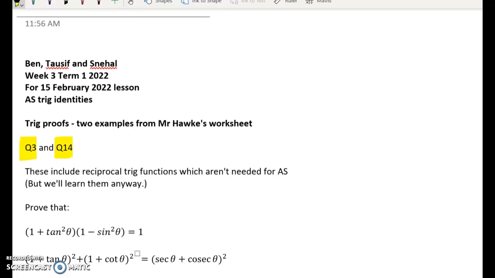Now question 14 has got reciprocal trig functions in it. So it's got cot, cotangent, sec and cosec. So you don't need those for AS, but we've already learnt them, so we might as well start playing around with them when we do some proofs.